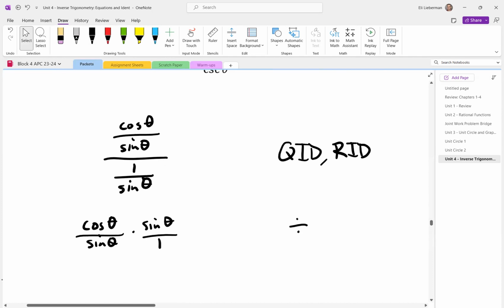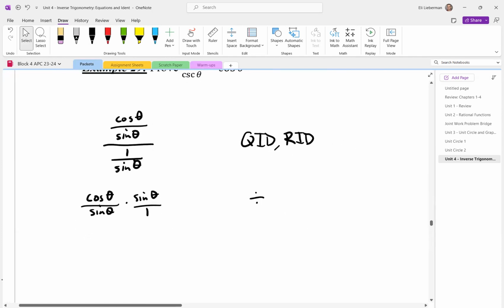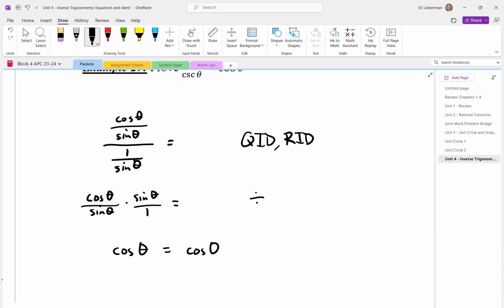Okay, so have a division there, and you see what happens next. Oh, I should be putting equal signs here. We cancel, leaving us with cosine of theta equals cosine theta. Now I've been pretty lazy here because it's always the same thing. I'm simplifying the left side, I'm using the right side, going to equals cosine theta. In the end, I do want to see cosine theta equals cosine theta.